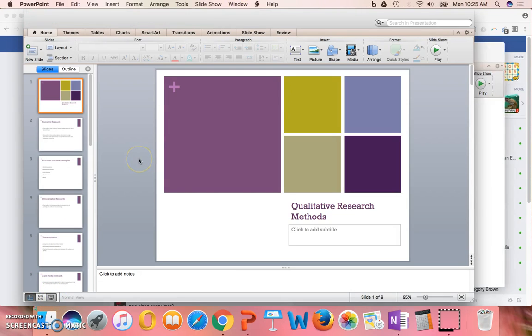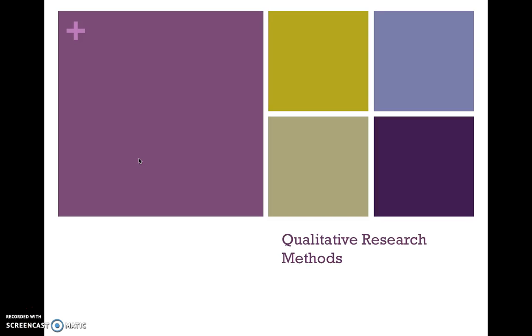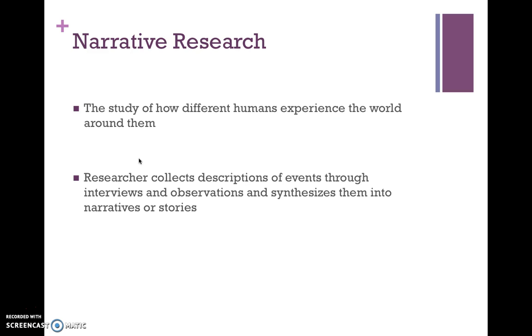And with this week moving into qualitative research methods, I just wanted to do a little presentation about this. So the first method that you'll be learning about this week is narrative research. This is the study of how different humans experience the world around them. In narrative research, the researcher collects descriptions of events through interviews and observations and synthesizes them into narratives or stories.